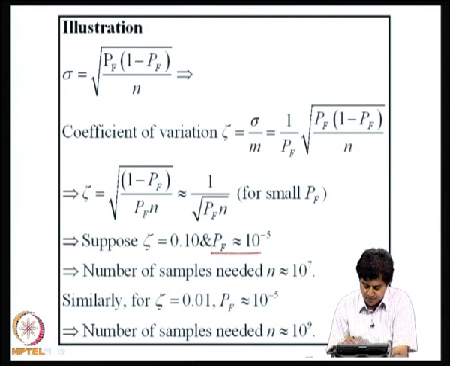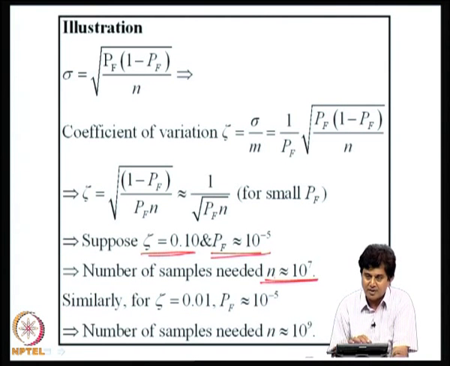Suppose the answer is in the range of 10 to the power of minus 5, and you are looking for a coefficient of variation of 10%, that is the accuracy with which you want to compute the value of the integral. Then the number of samples needed becomes 10 to the power of 7. That means you need 10 to the power of 7 samples to evaluate pf, where the coefficient of variation is about 10%. This coefficient of variation can be viewed as some kind of an error. On the other hand, if the coefficient of variation becomes 0.01, and pf, which is the probability of failure in structural reliability language, is of the order of 10 to the power of minus 5, the number of samples needed becomes 10 to the power of 9.